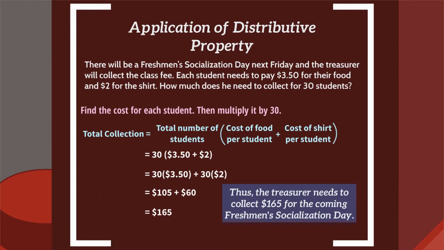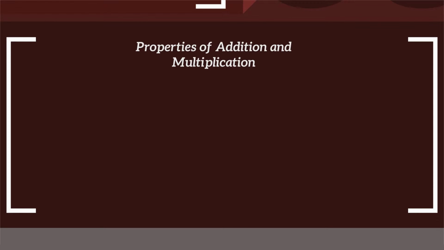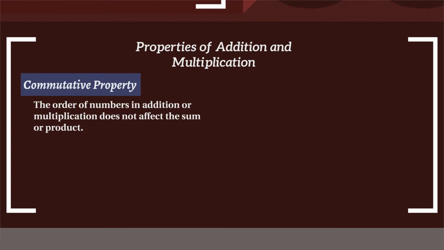I think that's enough for the distributive property. Now let's study the properties of addition and multiplication. Let's start with the commutative property. The commutative property states that the order of numbers in addition or multiplication does not affect the sum or product. Now, what do we mean by that? It doesn't matter if you interchange the numbers. The answer is still the same.